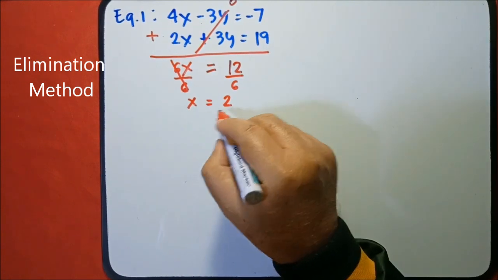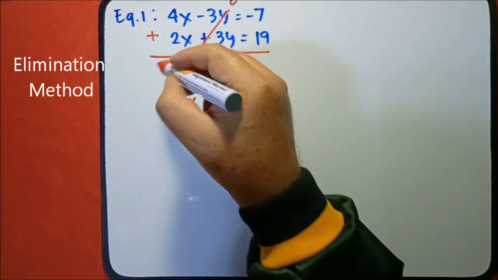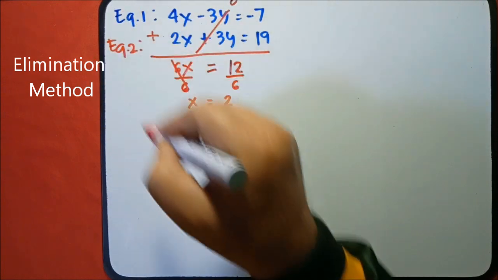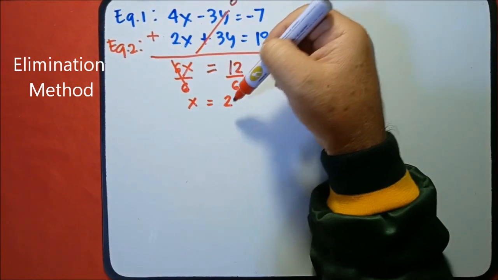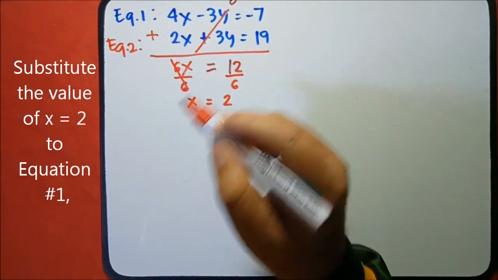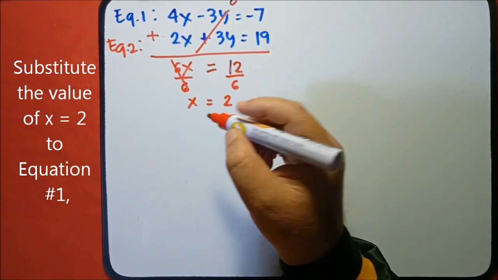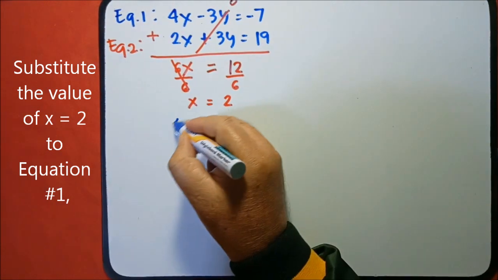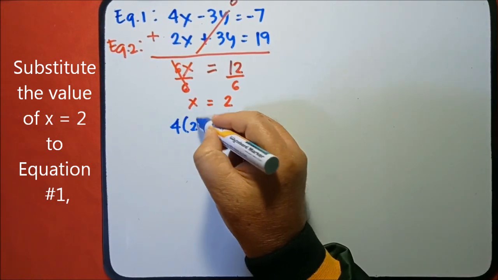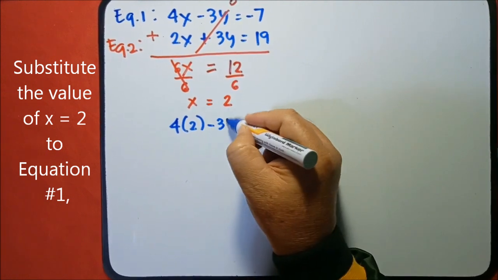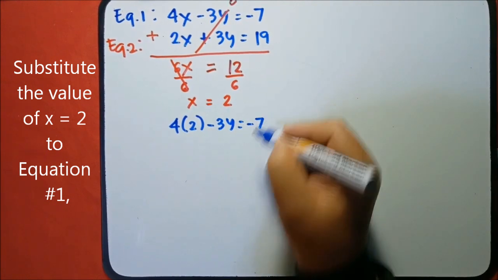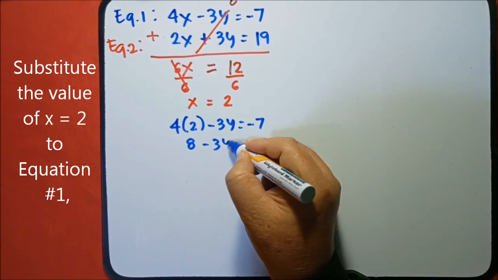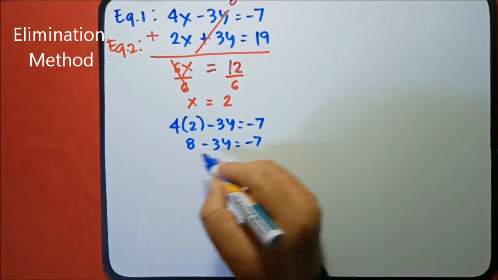Now, substitute x equals to 2 to any of the equation. Okay, by the way, this is equation number 2. Okay. Substitute x to equation 1. Supposing we'll use equation 1. Okay, what will you do? 4 times 2 minus 3y is equals to negative 7. 4 times 2 is what? 8. Minus 3y is equals to negative 7.